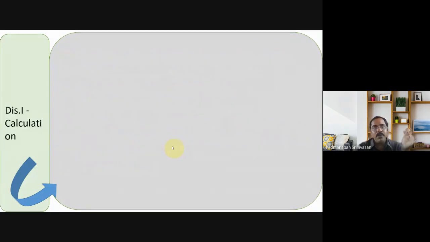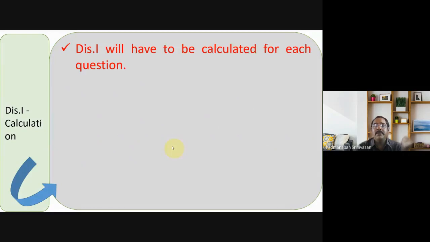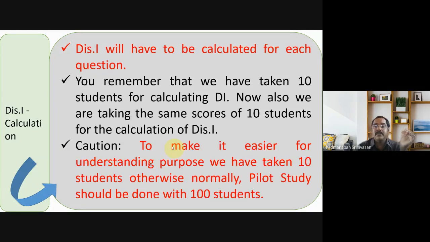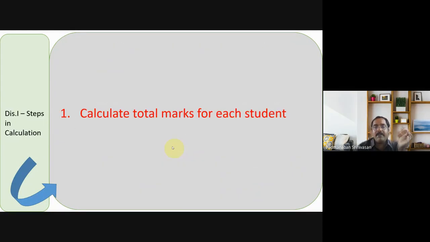Now I'll do it with an example. It has to be calculated for each question. Now we have taken 10 questions. Let us see how this can be calculated. Again, this is for caution: normally 10 should not be taken. I have repeated it again.